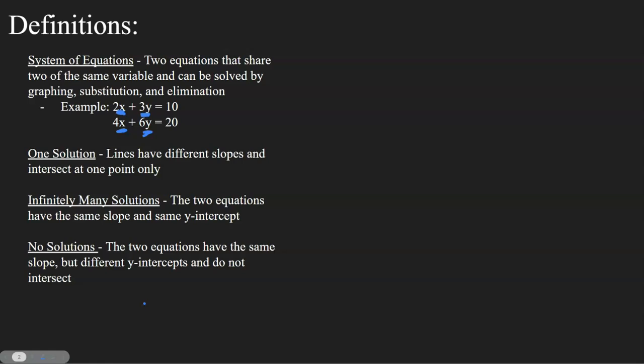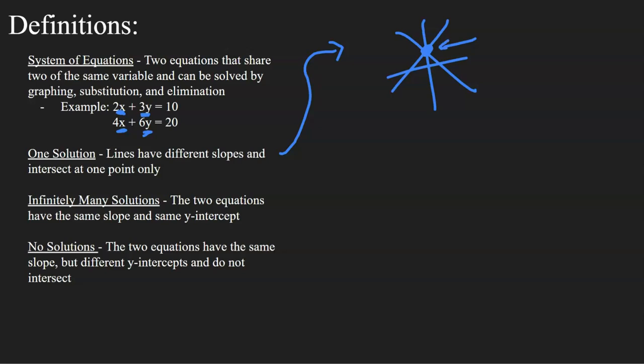Secondly, one solution is an answer that you're going to have, and that's going to be when lines have different slopes and intersect at one point. So what that's going to look like is something like this. So you have this line and you have that line. Their solution is right there.